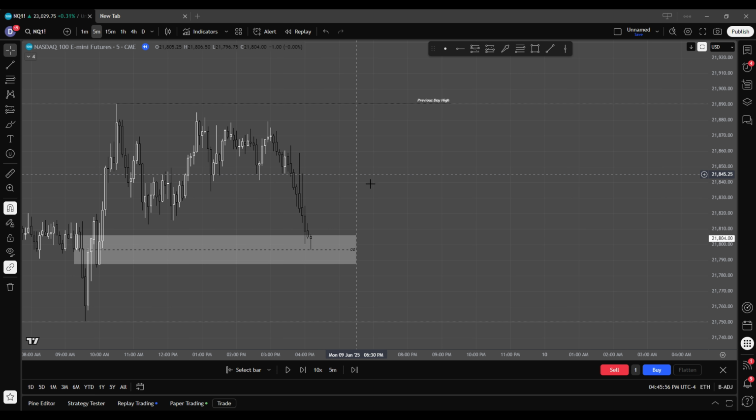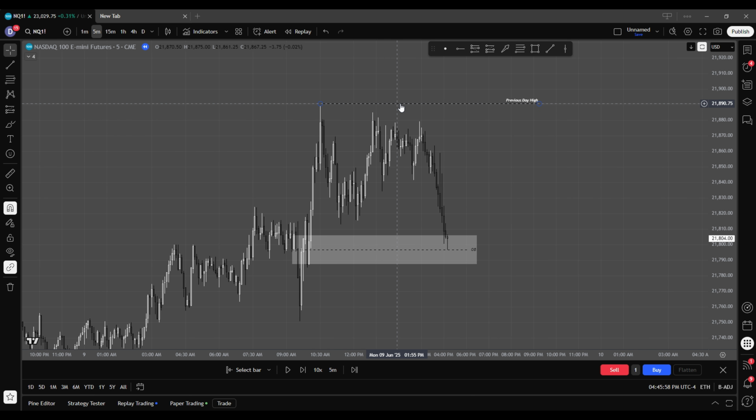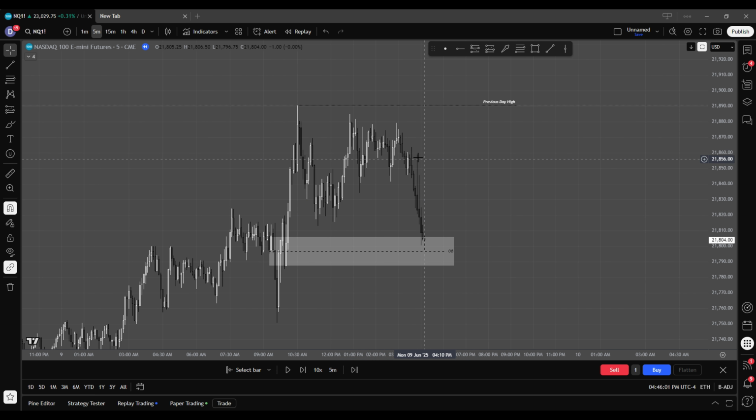What do we see prior to this precision swing point being made? I see that we have previous day high and relative equal highs waiting to be swept out. So we have a lot of buy side liquidity up here. That could be our drawn liquidity.